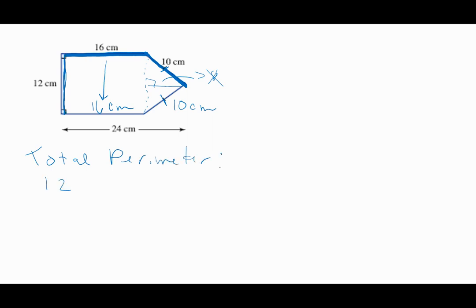So then our total perimeter is 12 plus 16 plus 10 plus 10 plus 16. So we want only that outside edge. That's what perimeter is. 12 plus 16 plus 20 plus 16 is 64 centimeters. Just checking my calculator work here. So that's what we're looking at. The total perimeter is the 64. Again, it's just the edge on the outside.